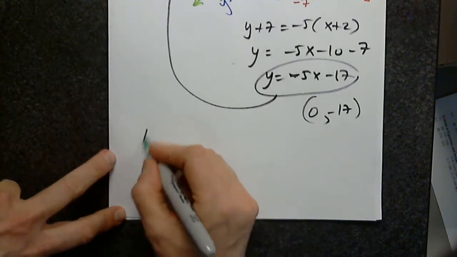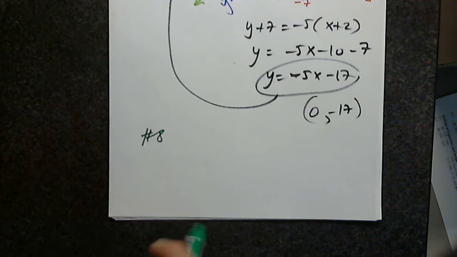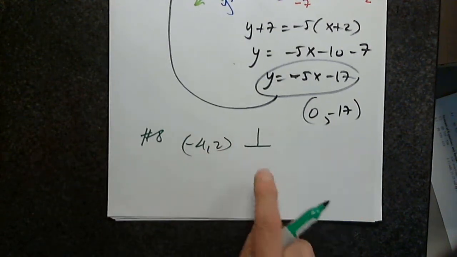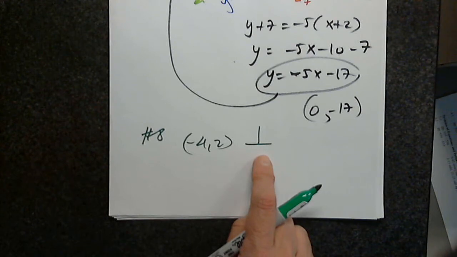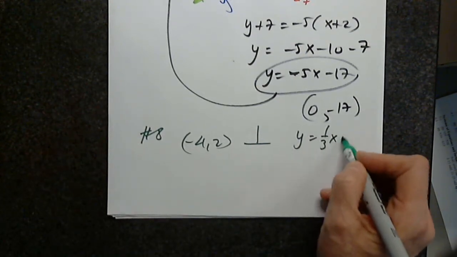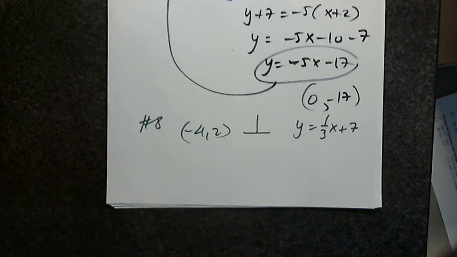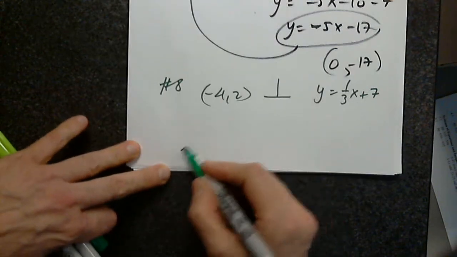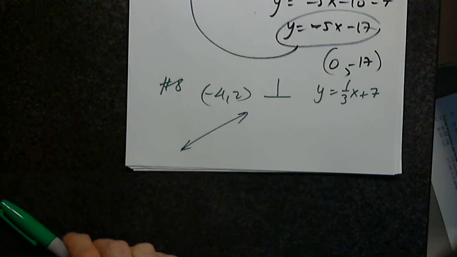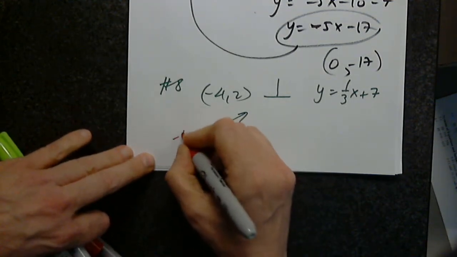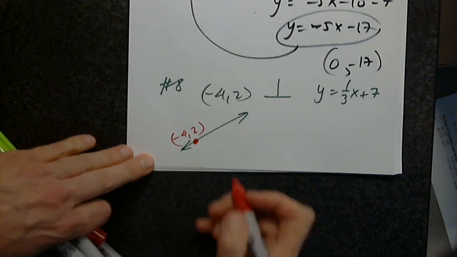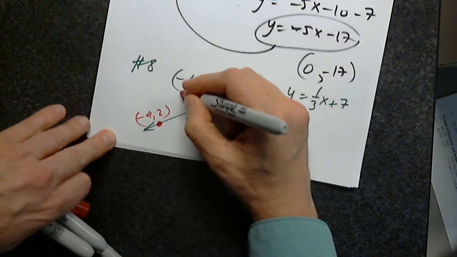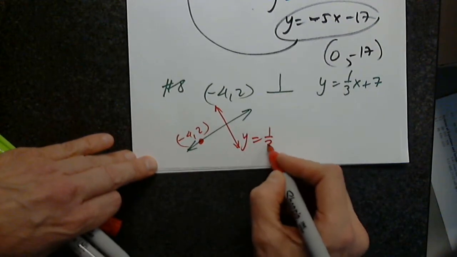Okay, let's look at number 8. Same question, basically. It passes through (-4, 2), and it's perpendicular to the line whose equation is y equals 1/3 x plus 7. So now the idea is this: we have a line, and we know two things about it. Here's one, (-4, 2). It passes through this point. But now it's not parallel, but perpendicular to a line whose equation is y equals 1/3 x plus 7.